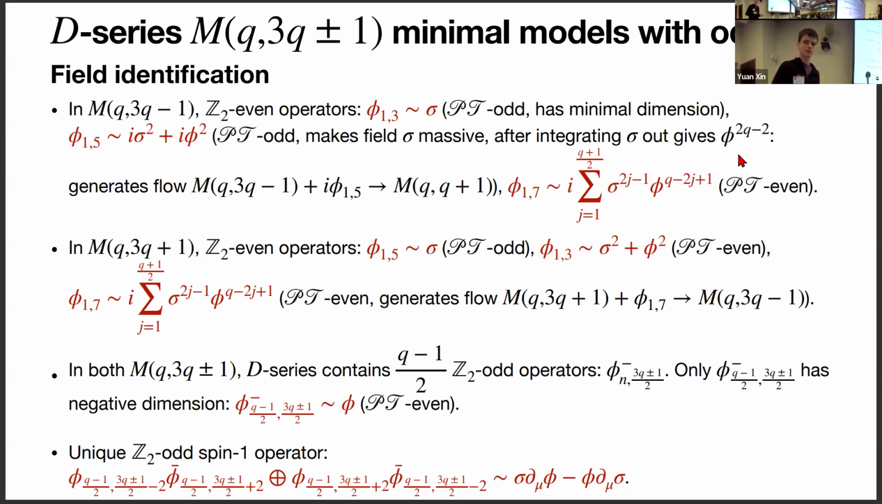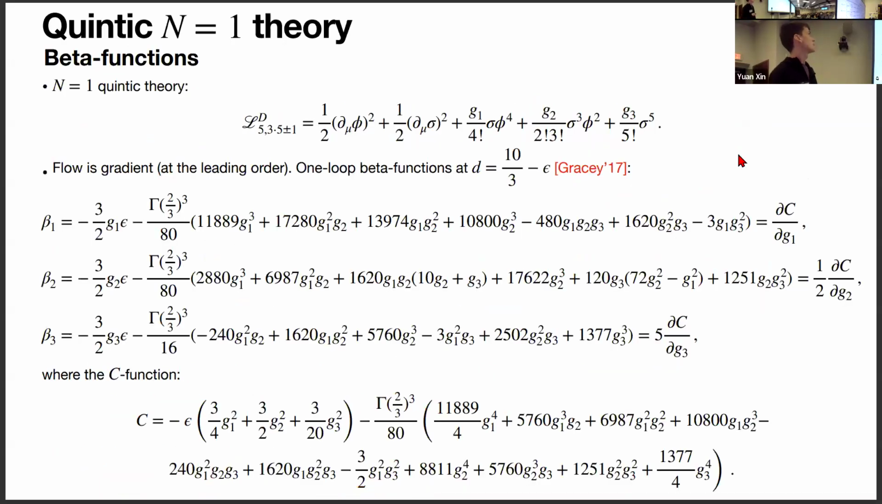Because in the two-field model we have two fields, so we have a spin one current. It must be primary, but we don't have primary spin non-zero operators in the A series. So this series must be the D series, and this is the identification for this spin one operator.